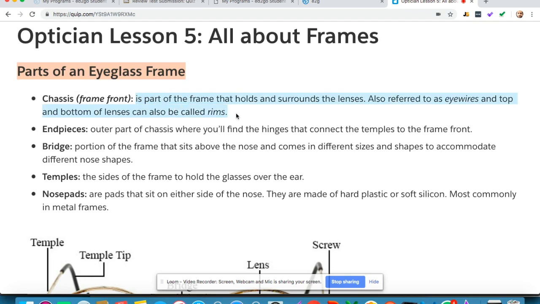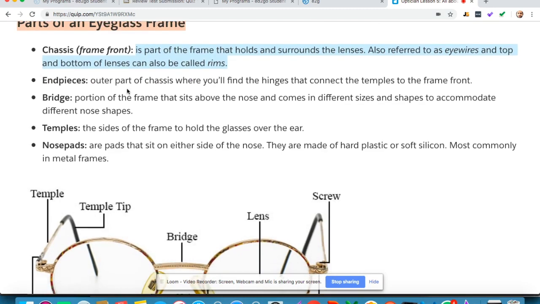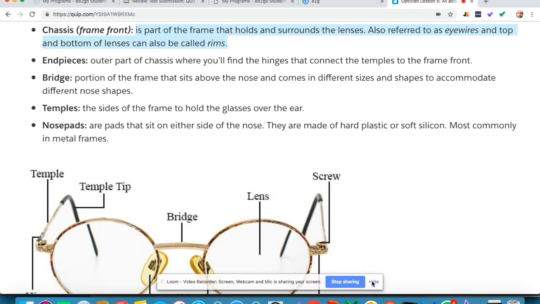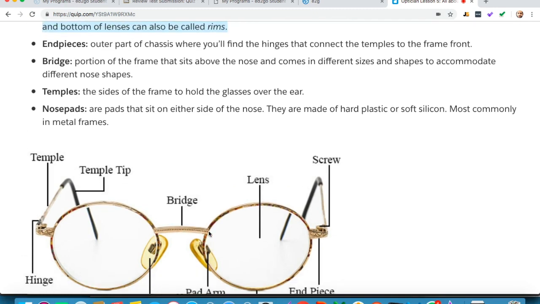So the frame front, also referred to as the chassis, is the part of the frame that holds and surrounds the lenses. Also referred to as eye wires, the top and bottom of the lenses can also be called rims. So if you notice in this example right here, the things surrounding the lens are called the chassis, or the frame front, but each one, top and bottom, can be called rims.